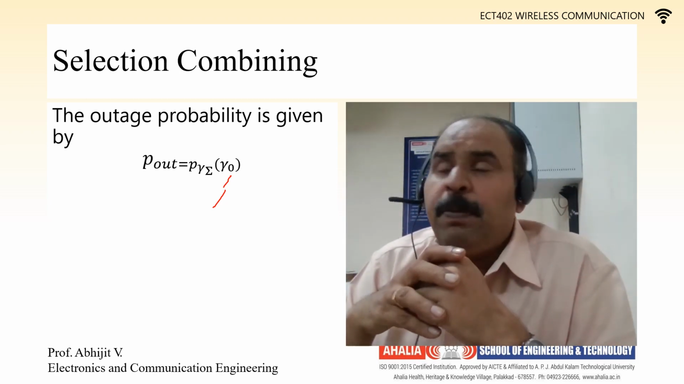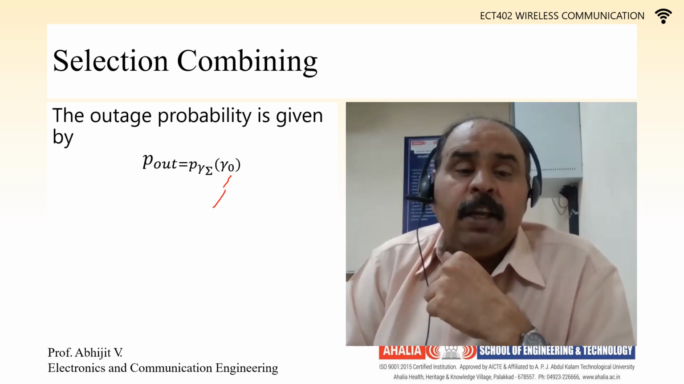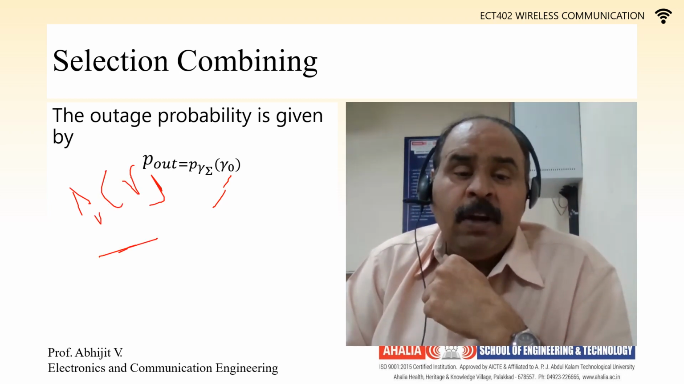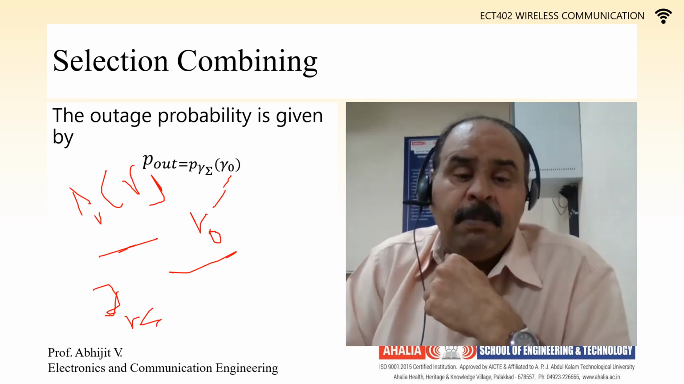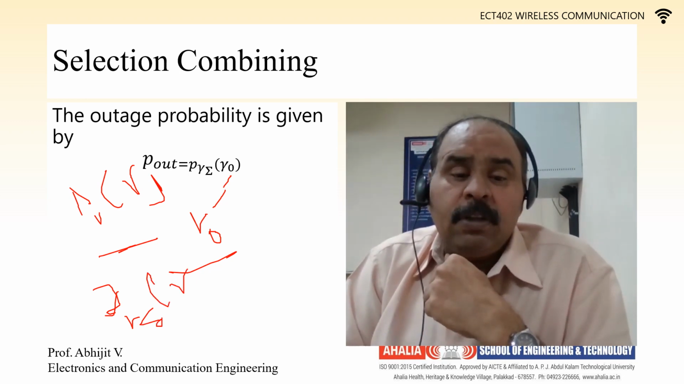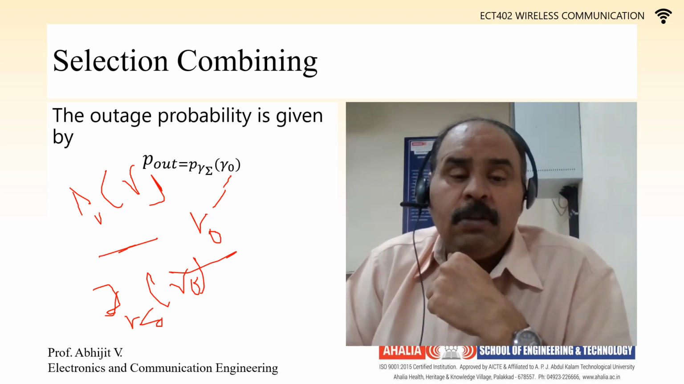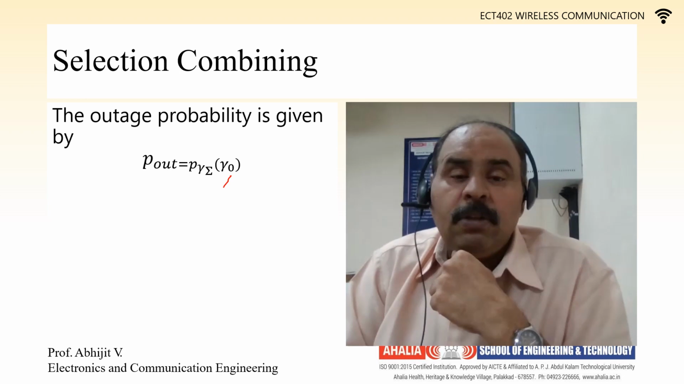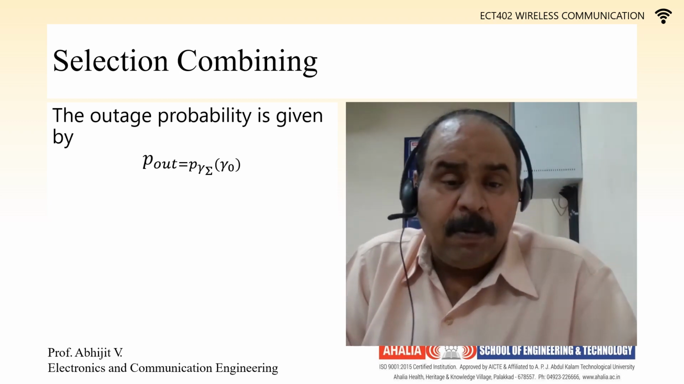You may get problems based on this. So what we are doing is that we are evaluating P gamma sigma of gamma at gamma naught. That means P gamma sigma of gamma naught, that we have defined as the outage probability.